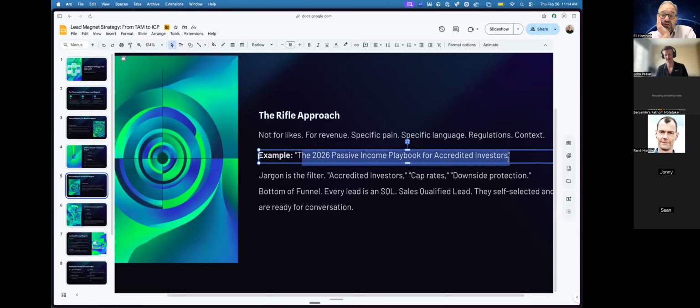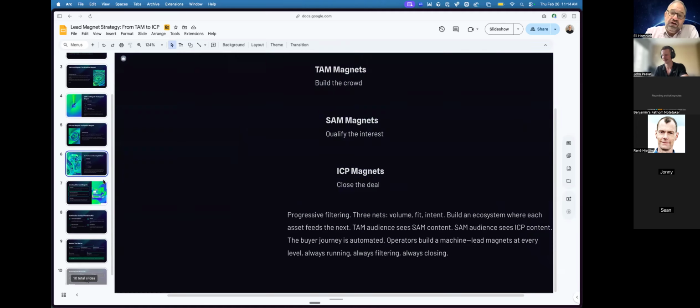So it'd be this, the passive income playbook for accredited investors. That's highly specific. How many people here are accredited investors? Well, hopefully all of us, because that means we're rich, right? Because to be an accredited investor, you have to have like 1 million cash on hand. So hopefully we all are, right? But that's what I'm saying. This is a highly specific lead magnet.